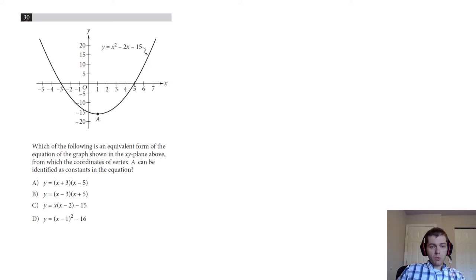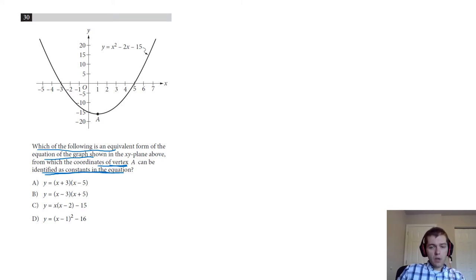Question 30. They're asking which of the answer choices is the equivalent form of the equation on the graph on the xy plane, where the coordinates of vertex A can be identified as constants in the equation. The end of that question really gives it away. They're saying where the coordinates of vertex A can be identified in the equation, which says what they're asking for is the vertex form of a parabola.